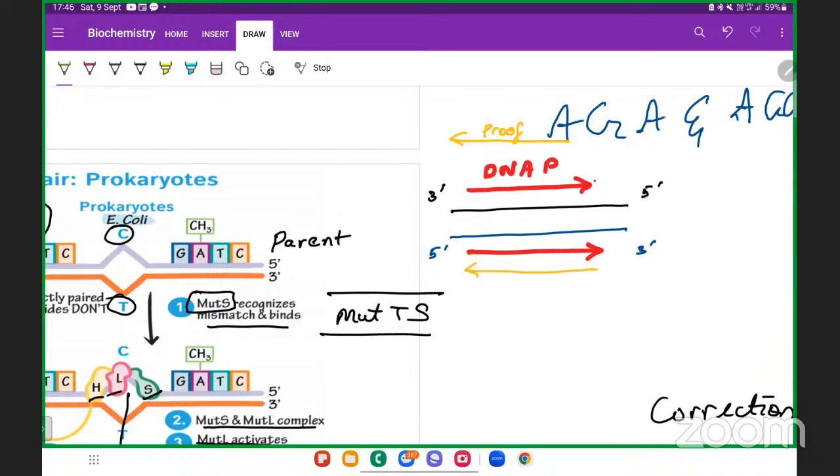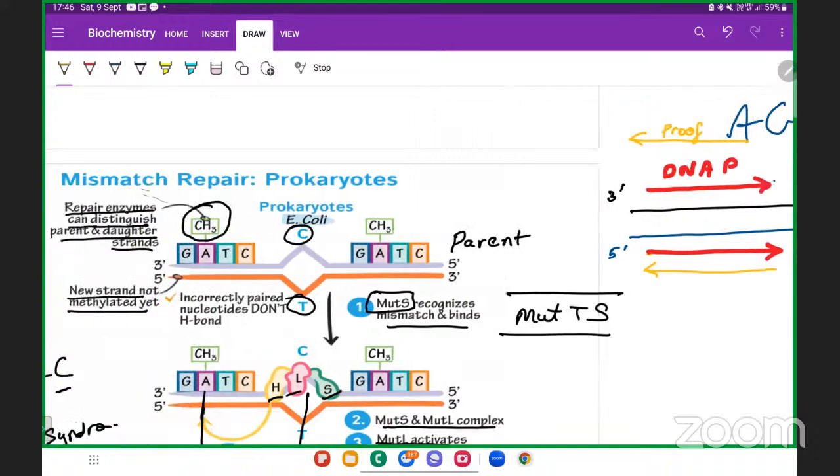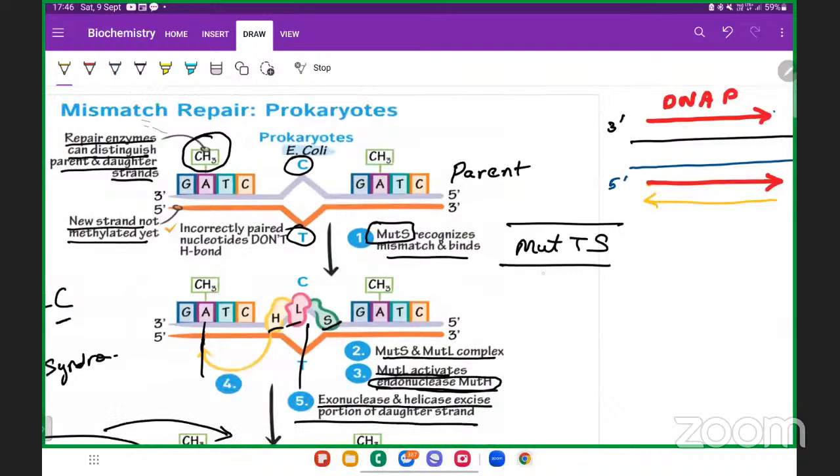With respect to your parent DNA, the proofreading goes from 5' to 3', and your DNA polymerase goes from 3' to 5'. Whereas when you take the progeny, the daughter DNA, your DNA polymerase goes from 5' to 3', whereas your repair mechanism goes from 3' to 5'. What is this repair mechanism called? It has to remove, so it is the removing exonuclease. So first, you are going to have your MutS.